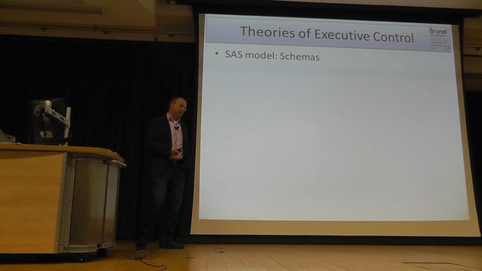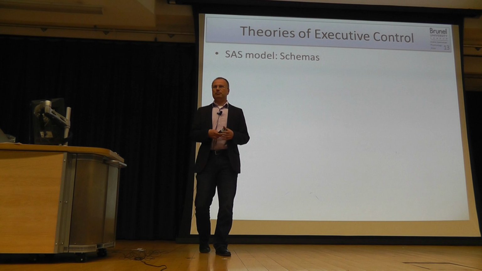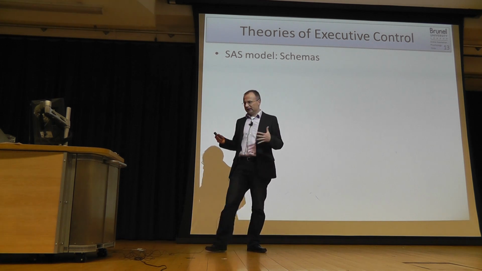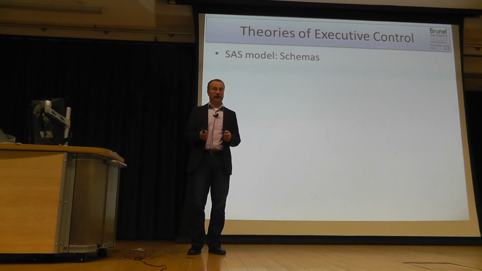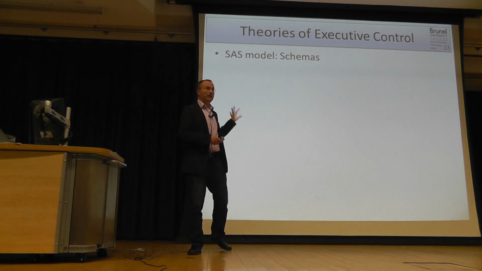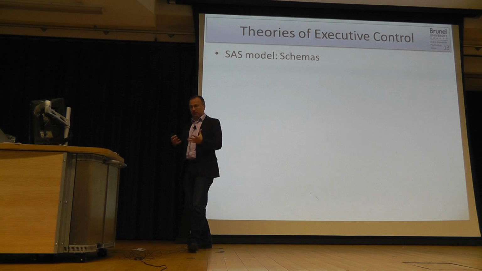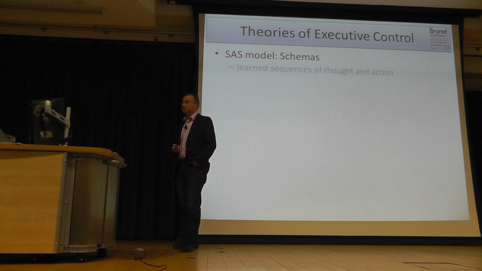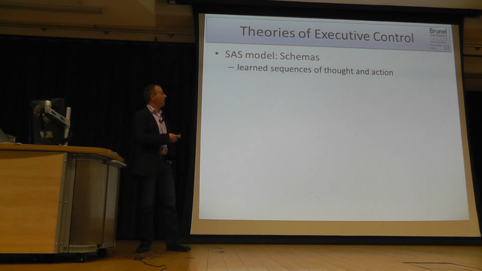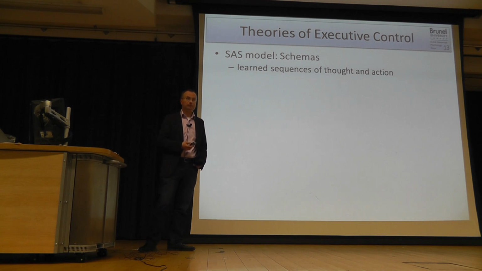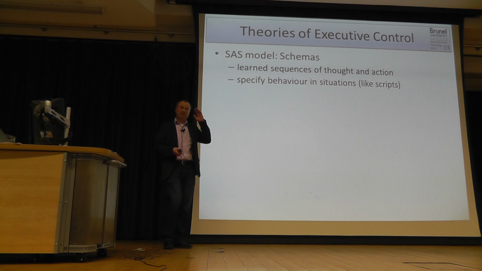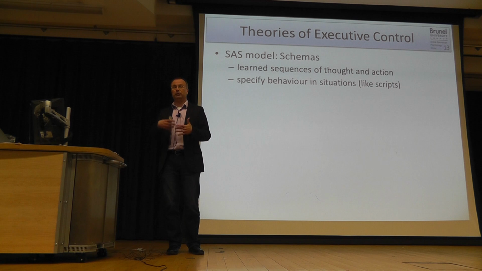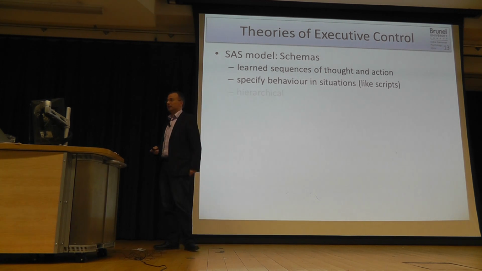So how does it work? The idea of their model is: how do we control actions? How do we manage everyday life, so to say? One component is the supervisory attentional system. And the smallest component they talk about are schemas in their model. Schemas are learned sequences of thought and action. We will see an example in a moment. And like scripts, they basically specify behavior in certain situations, so that we are able to do tasks.